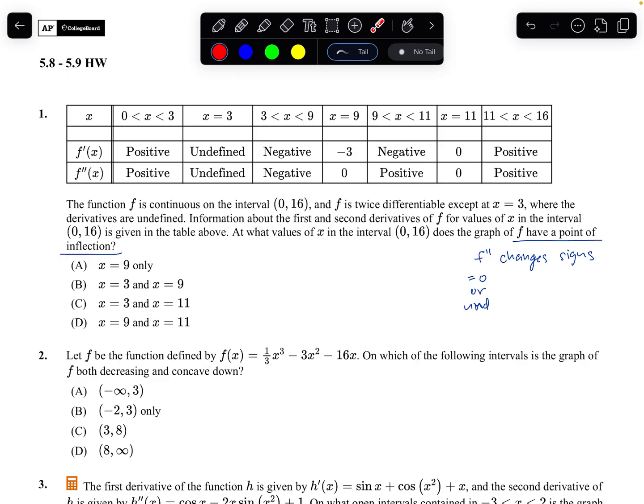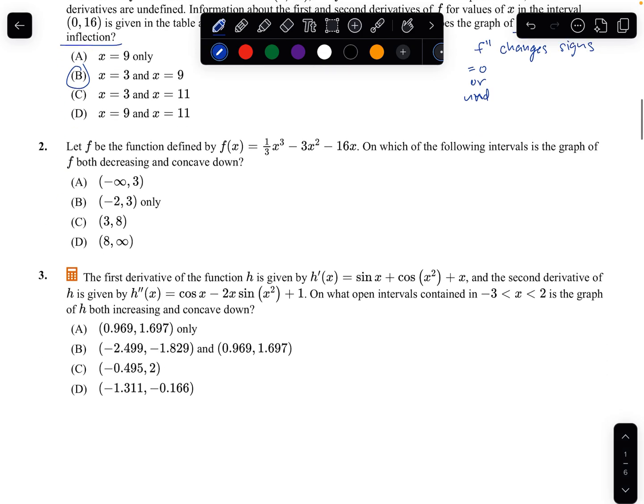So it looks like it's either going to be B or C right now. And then we have from 3 to 9, it's negative. And then it's 0 for the second derivative, and then it's positive. Okay, then I have another inflection point. So at x equals 3 and at x equals 9, so that's going to be B. Again, if you know your definitions, you know exactly what to look for.